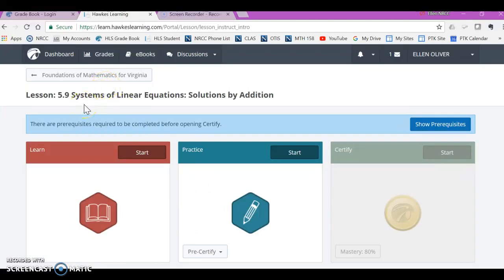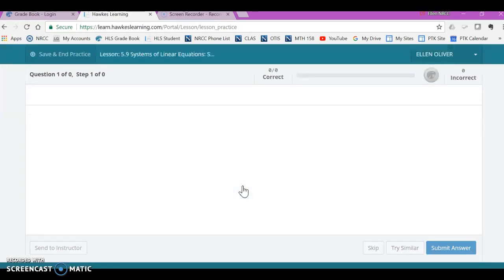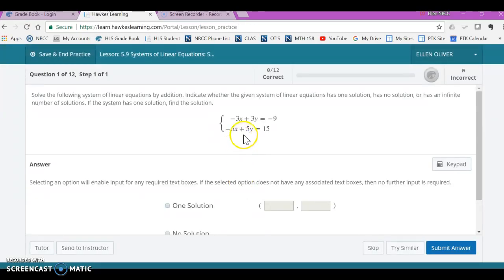Now we're going to do 5.9, systems of linear equations, solutions by addition. So this is going to be a way that when you're looking at these two equations, your goal is to multiply or divide either or both equations by numbers so that when you add the two equations together, either your x's go away or your y's go away. In other words, if the coefficient of x is negative 3x, we want the coefficient of this x to be positive 3x. And then when you add negative 3 and positive 3, they disappear.